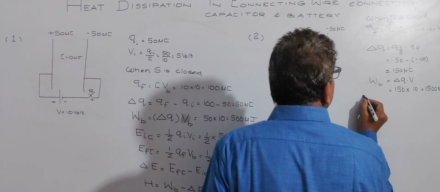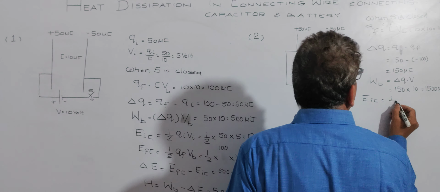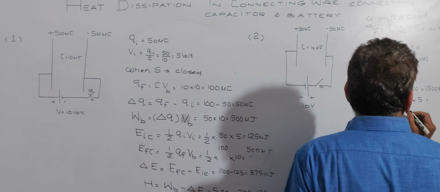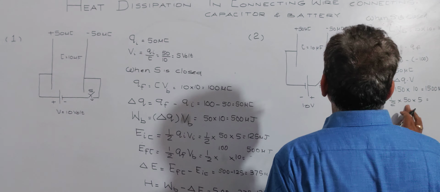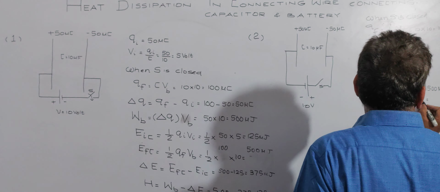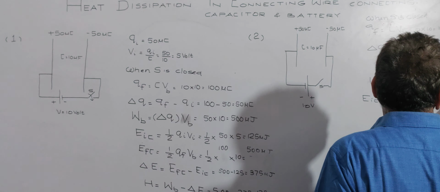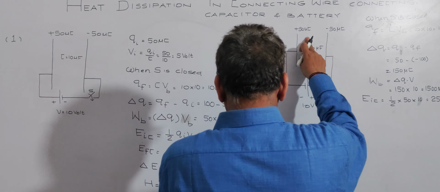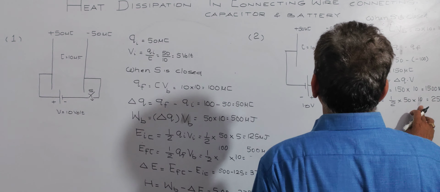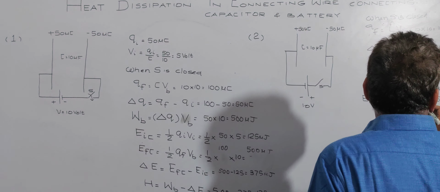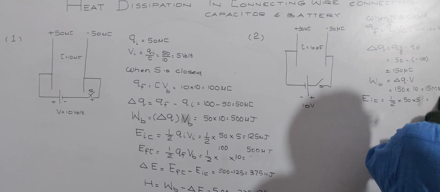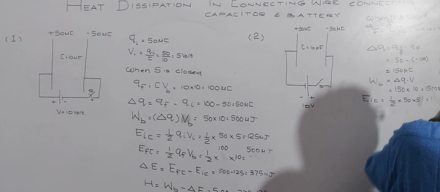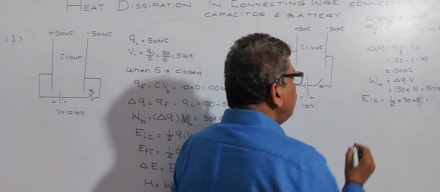Now the initial energy stored in the capacitor was E initial, nothing but half times Q times V, where Q was 50 and V was 5, so half into 50 into 5. So this value is 125 microjoule. Is it clear? 25 into 5.